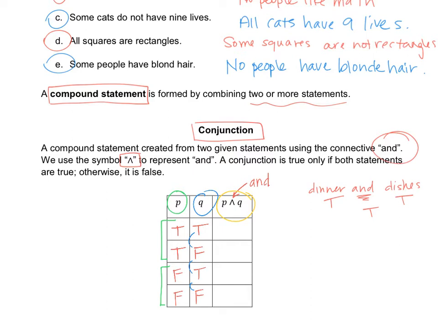So now what we want to say is, when is it that P and Q is true? Well, P and Q is only true if both statements are true. So it's only going to happen in this first row. The rest of these are going to be false because they don't have both statements happening to be true.